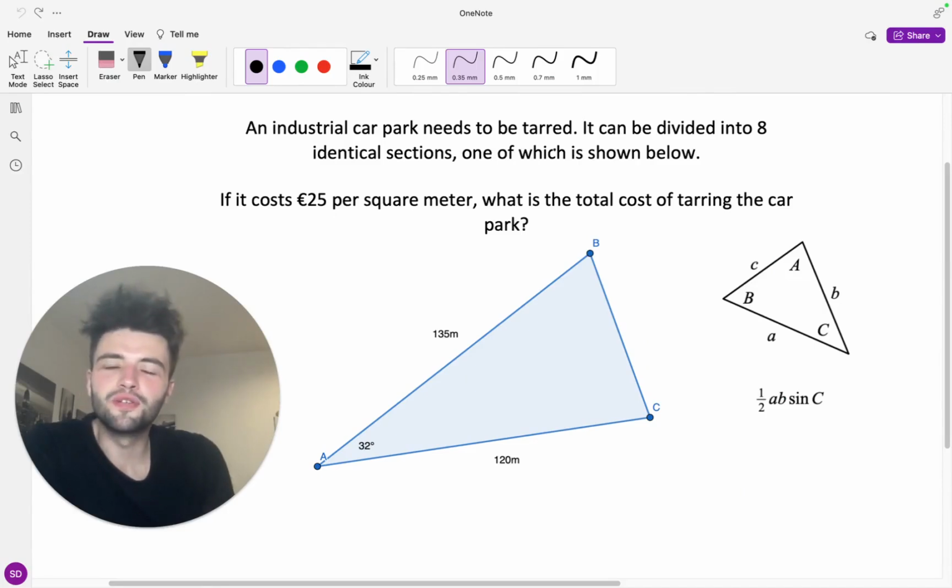So in this question we're told that an industrial car park needs to be tarred and it can be divided into 8 identical sections, one of which is shown below, and it costs €25 per square metre to tar it, and we're asked to find the total cost of tarring the car park.